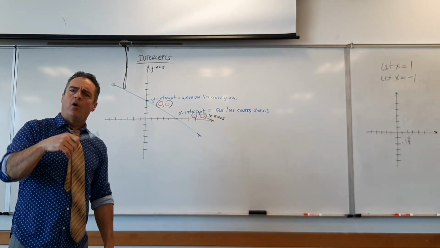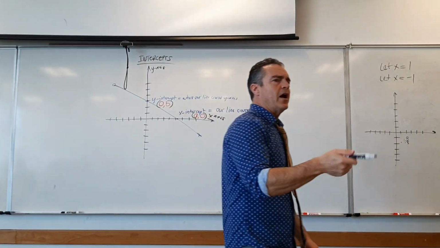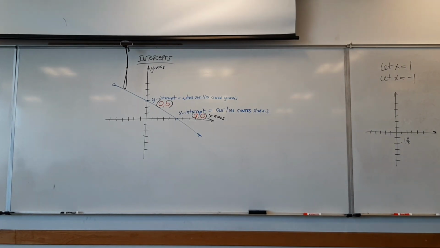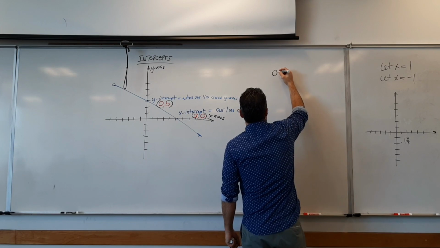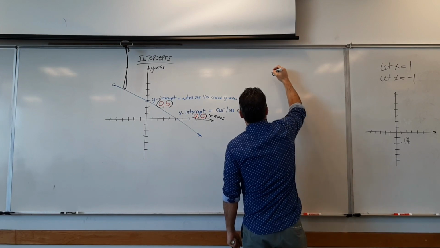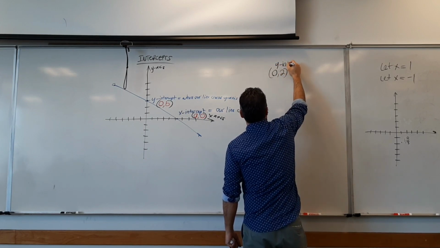But notice on both of these, which intercept did they have you find first? Are you paying attention? Which one did they have you find first? Y. And then x. Do you think on a multiple choice test that if the y-intercept was 0, 2, okay, this is the y-intercept, right?